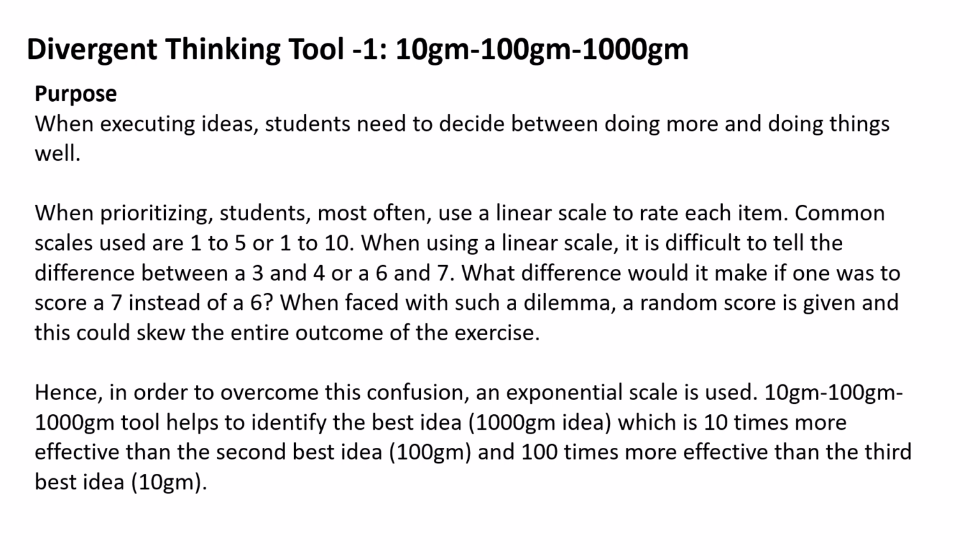The 10 gram, 100 gram and 1000 gram tool helps identify the best idea, which is 1000 gram, 10 times more effective than the second best idea, that is 100 gram, and 100 times more effective than the third best idea, that is 10 gram. In other words, the tool helps students identify the brightest diamonds in the rough. This is a prioritization tool that uses an exponential scale to evaluate a range of items and rank them in order to impact the preferences.